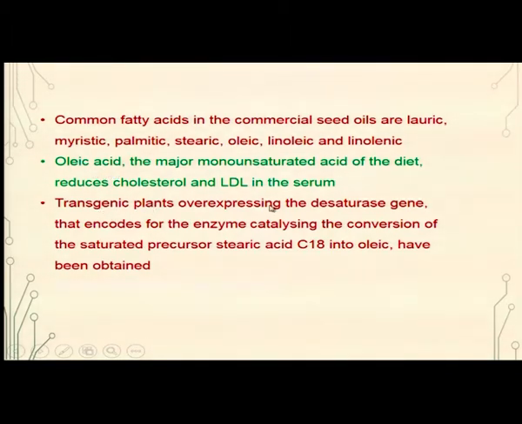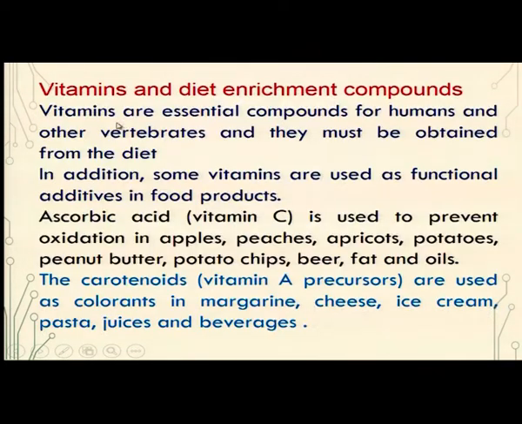Transgenic plants overexpressing the desaturase gene, which encodes the enzyme catalyzing the conversion of the saturated precursor stearic acid, C18, into oleic acid, have been obtained. So first of all, the gene for the desaturase enzyme is identified, and this enzyme actually catalyzes the conversion of the saturated stearic acid to oleic acid. And transgenic plants have been created where the oleic acid content has been improved.